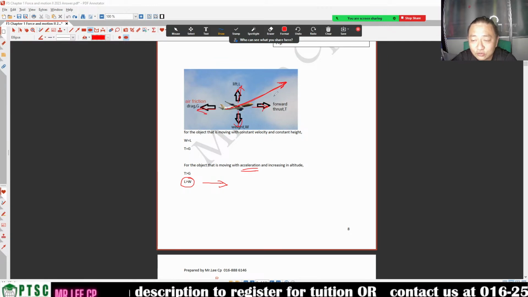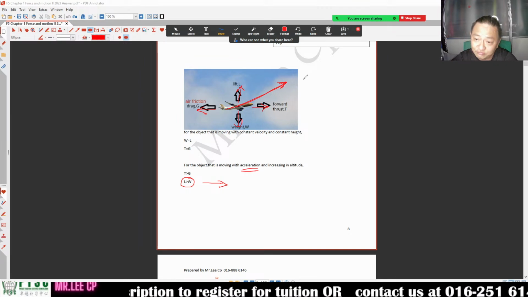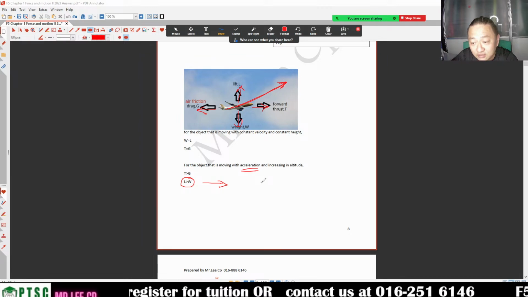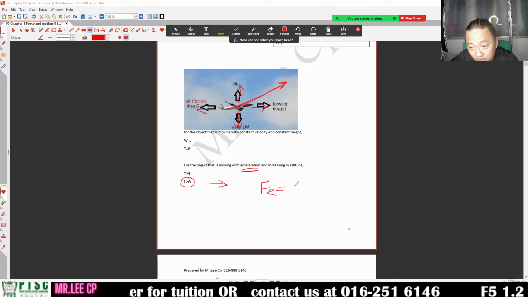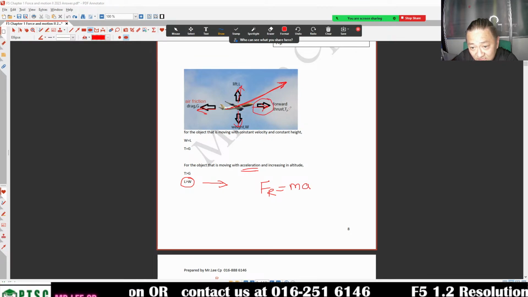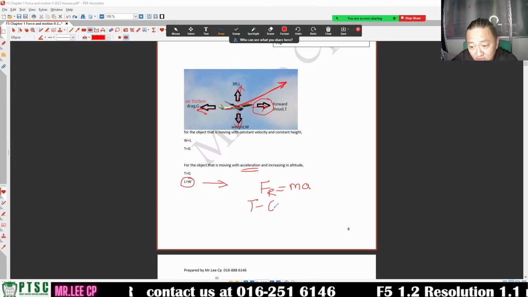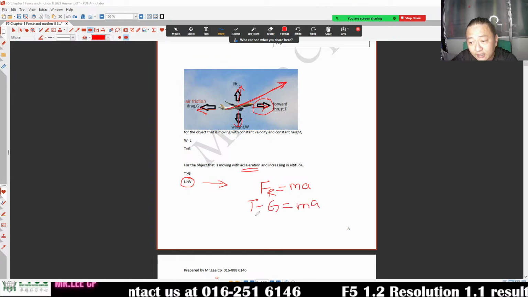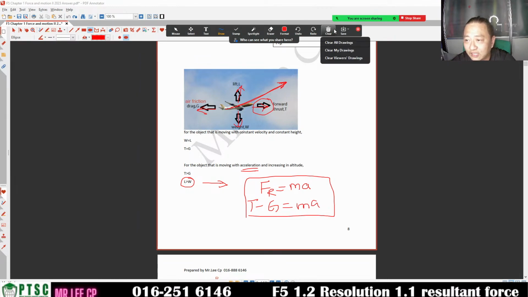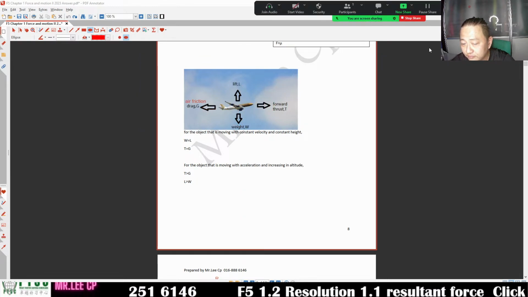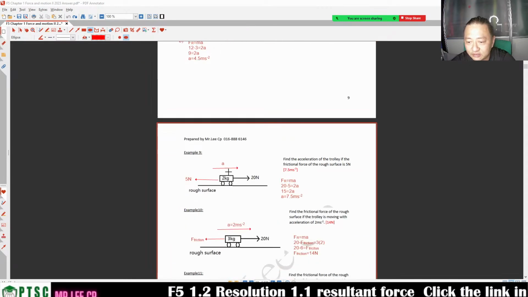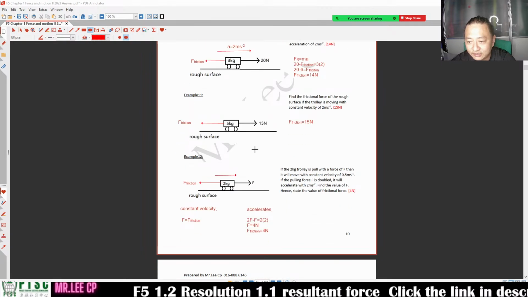Normally this kind of question they will not ask you to calculate, but if they want to ask you how, show me the calculation, the resultant force will be equivalent to ma. The resultant force is T minus G. T minus G is equal to ma. Then you proceed with the calculation. This is what we've done before, last week. And this is some calculation. I don't want to repeat it already.